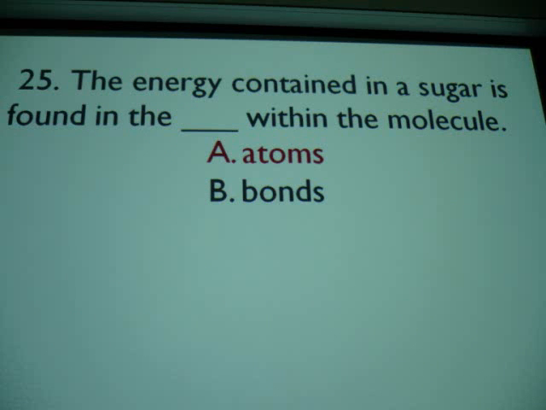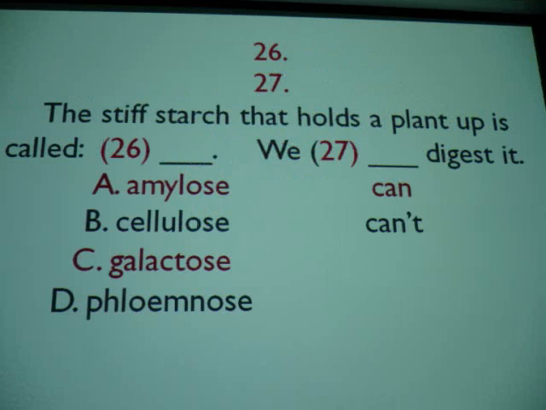Where do you find all the energy in sugar? In the bonds themselves. When you break the bonds, you get to enjoy the energy. Starch holds a plant up. Cellulose. And can you or can you not get anything out of it? You can't. You can't digest it. It forms a roughage in your diet. You got to have it, by the way. When you eat lettuce and black eyed peas and broccoli and squash, you got to have the cellulose to make your intestines work. But you can't digest it and make food out of it.